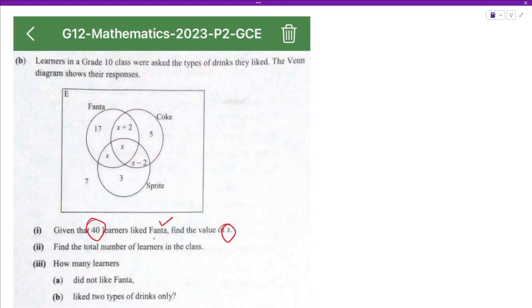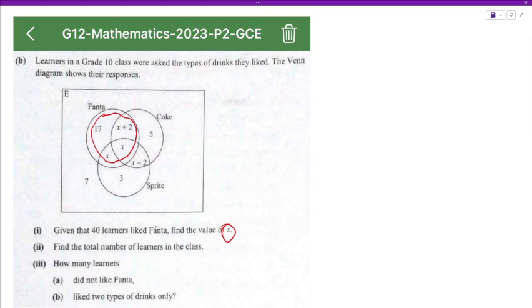So in this case, they're telling us the set for Fanta, the total for that set is what? 40. Because they're saying given that 40 learners in total liked Fanta. So meaning when you add everything in that region, which is the set for Fanta, what are you supposed to get? You're supposed to get 40. So that is the first thing you need to figure out. Okay, they'll give you a value, they'll link it to a specific region. Then they'll ask you to find the unknown value. So that is the information you need to use.